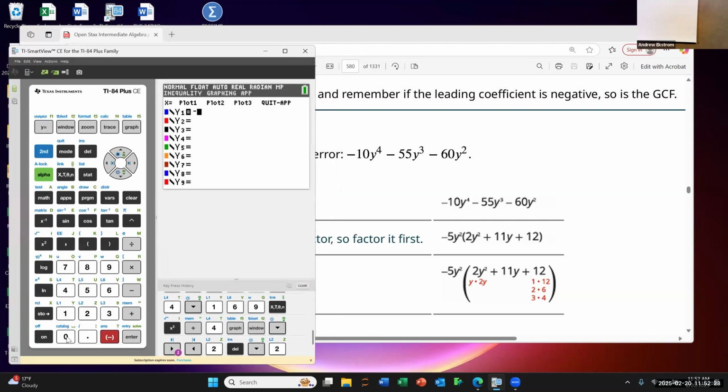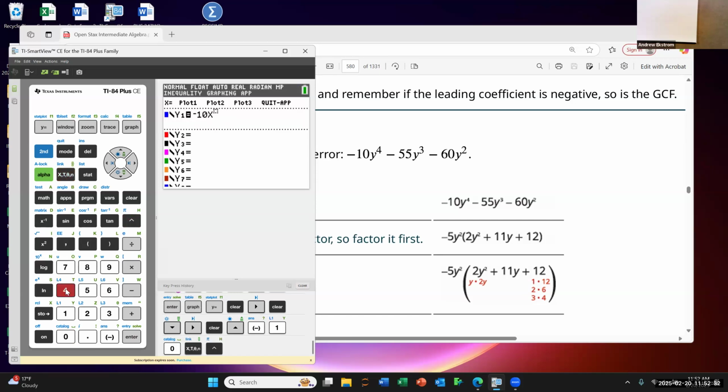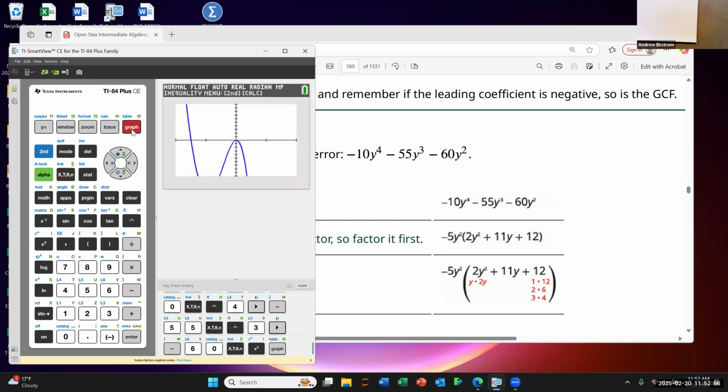So it's negative 10. Again, because the graphing calculator only deals with x, we'll do x caret 4. I have to hit the arrow button over, minus 55 x caret 3. Hit the arrow button over, minus 60. And then I can say x squared. Then graph that.